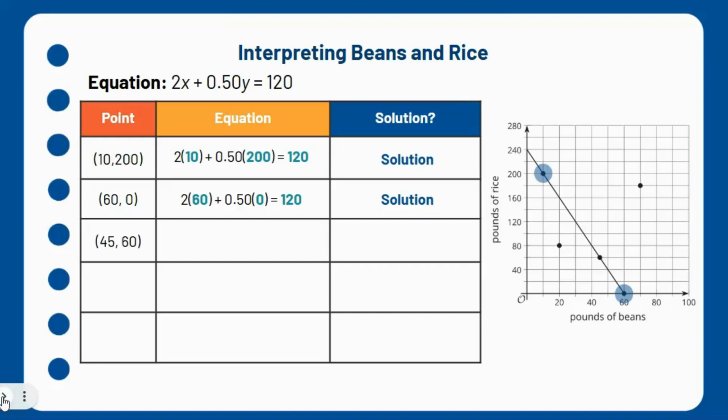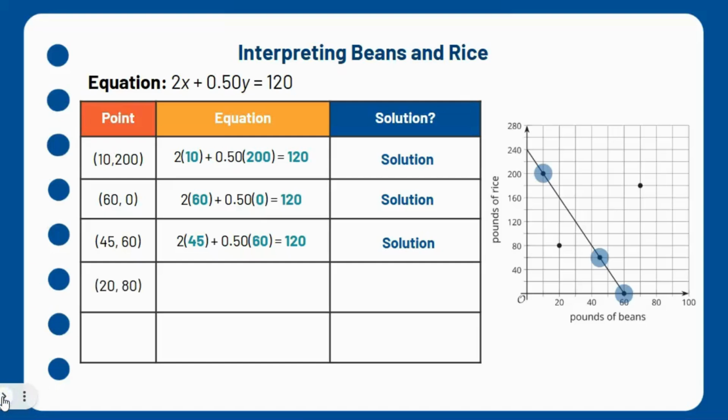Now let's look at (45, 60). 2 times 45 plus 0.50 times 60 equals 120. Since the x and y values make the equation true, the point (45, 60) is another solution to the equation. If we buy 45 pounds of beans and 60 pounds of rice, the cost will be $120, just what Rosa wants to spend. We also know this is a solution because it appears on the line of the graph.